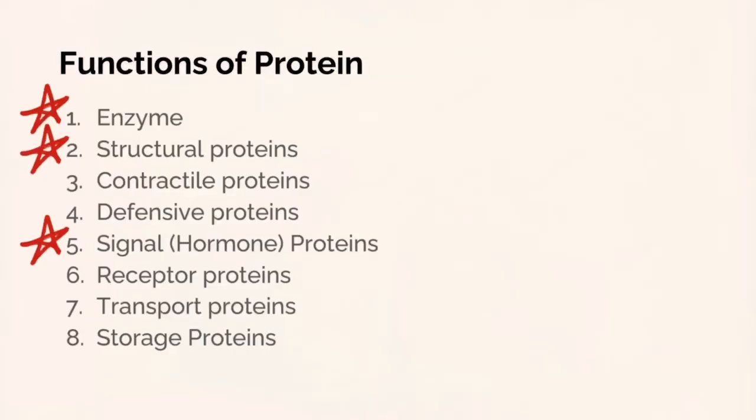So what does protein do in our body? As you can see, there are so many roles of proteins: enzyme, structural proteins, contractile proteins, defensive proteins, signal proteins, receptor proteins, transport proteins, and storage proteins. So let's quickly take a look at each one of them.